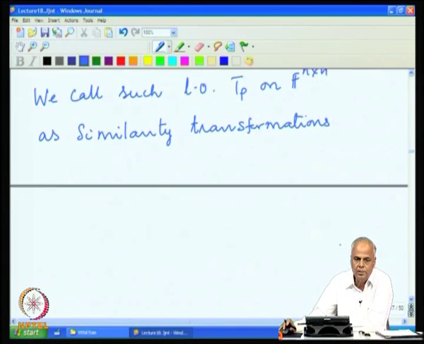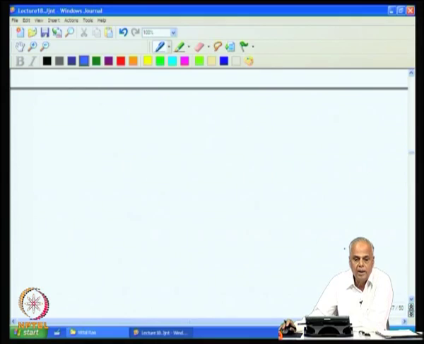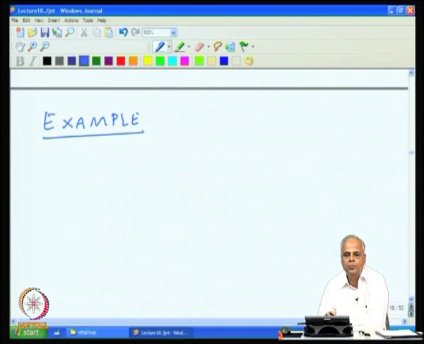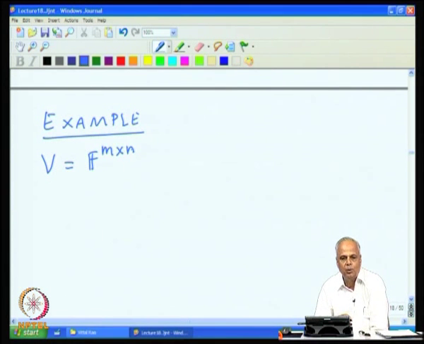We can generalize slightly these notions for rectangular matrices as well. So, let us look at the next class of examples. These are the class of examples which will come into play in getting the answers to the various questions that we raised about matrices and linear systems of equations. So, let us now take the vector space V to be rectangular matrices, M by N matrices over F. Now, I want to pre multiply or left multiply X in F^(m×n).